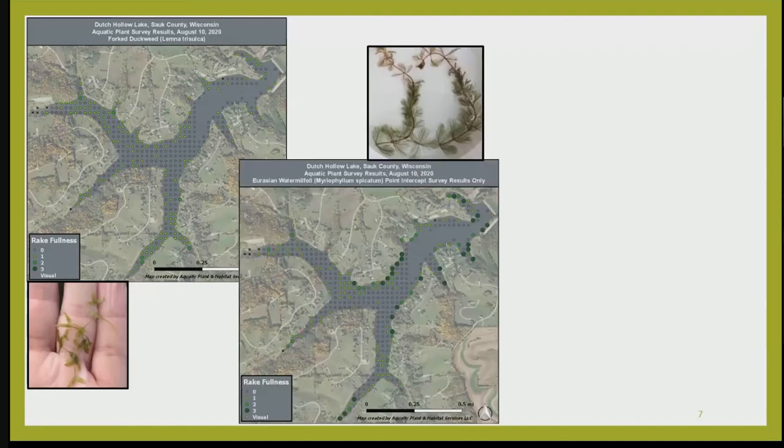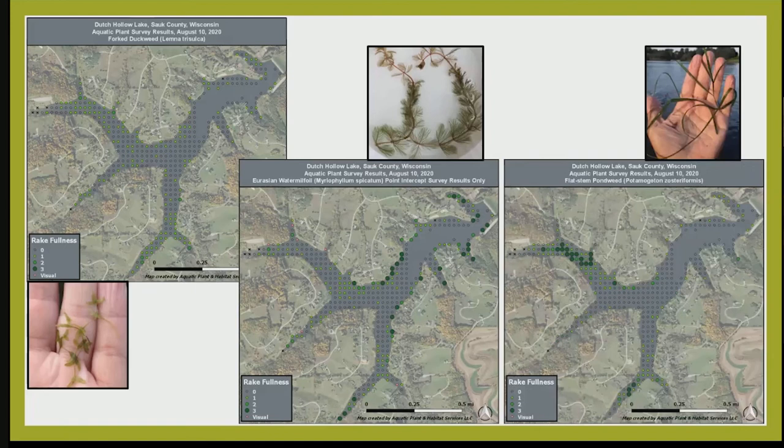Here's a map of Eurasian water milfoil. I'll get into another map a little bit later, but this is just how the Eurasian water milfoil occurrence compares to the other plant species in the lake. And so here you see rake fullness ratings of 1, 2, and 3. And then here's the map of flat stem pondweed found at 33% of littoral points. And a lot of it you can see is kind of found up there in Woodland Bay.